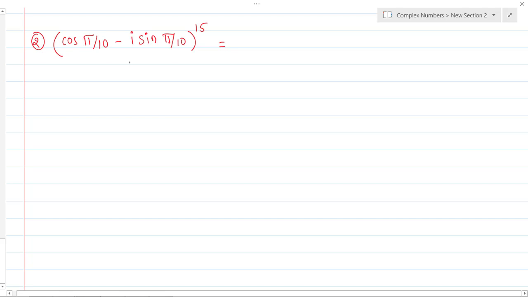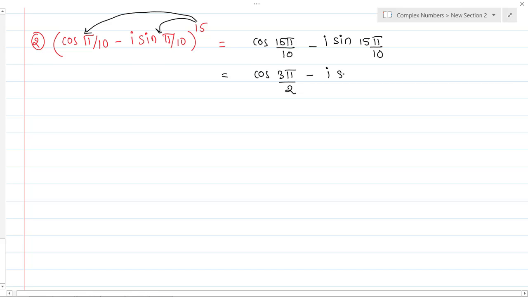If the power is given as 15, what do we do? We multiply that power in. So which is nothing but cos of 15 pi by 10 minus i sin of 15 pi by 10, which is equal to cos of 3 pi by 2 minus i sin of 3 pi by 2. Yes or no?